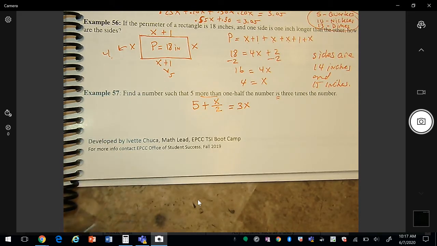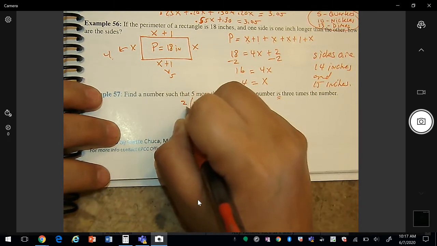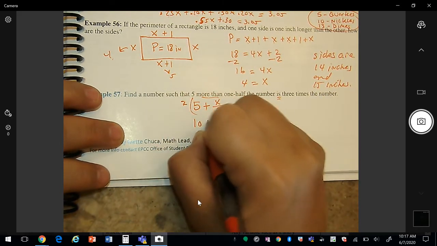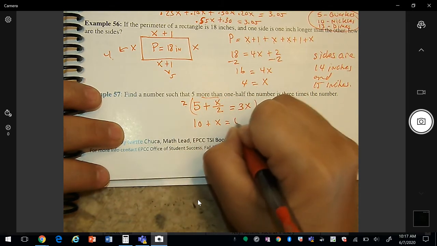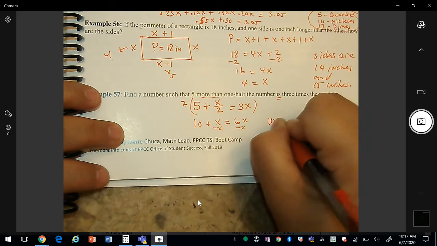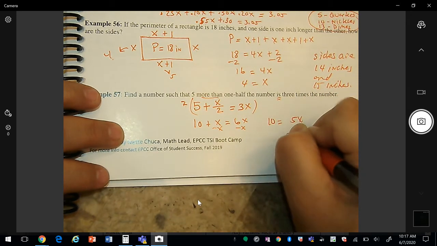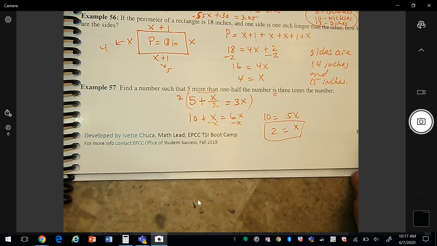I want to solve for x. So I can multiply everything by 2 here to get rid of that fraction. 5 times 2 is 10. 2 times x over 2 is x. And 2 times 3 is 6x. Subtract the x. So I get 10 is equal to 5x. So x is equal to 2. So 2 is my number.